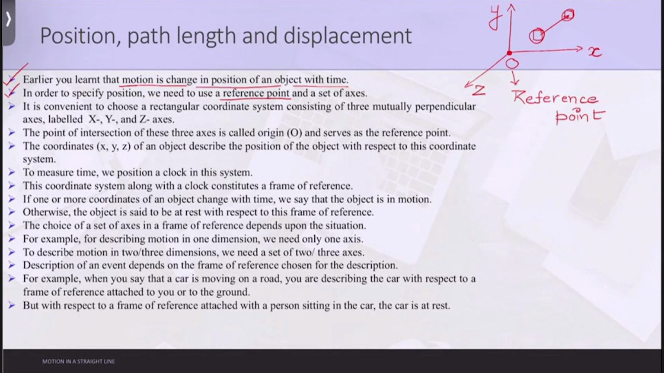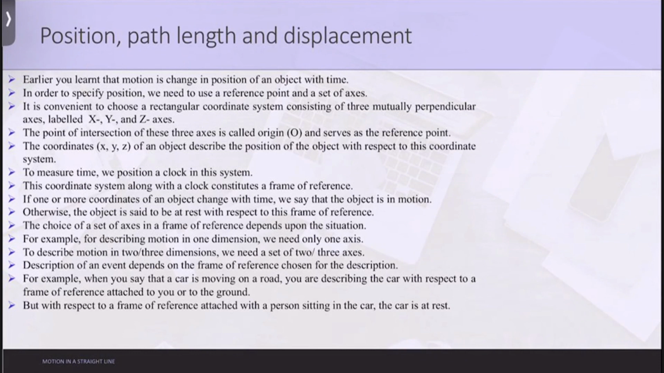So in order to specify position, we need to use a specific reference point and a set of axes. It is convenient to choose a rectangular coordinate system consisting of three mutually perpendicular axes labeled x, y, and z axis. That is the only thing written here. So I will try to make it much clearer. That rectangular coordinate system is nothing but this only. So this is x, this is y. If x, y is in plane, then this z axis is not in plane. So just keep that in mind: this z is out of plane. These are the three mutually perpendicular axes. What does mutually perpendicular mean? Each of these is perpendicular to each other. That is what mutually perpendicular means: three mutually perpendicular axes labeled x, y, and z axis.